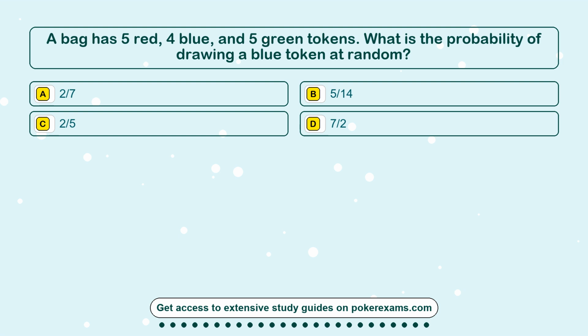Question 22. A bag has 5 red, 4 blue, and 5 green tokens. What is the probability of drawing a blue token at random? Option A 2/7. Option B 5/14. Option C 2/5. Option D 7/2.